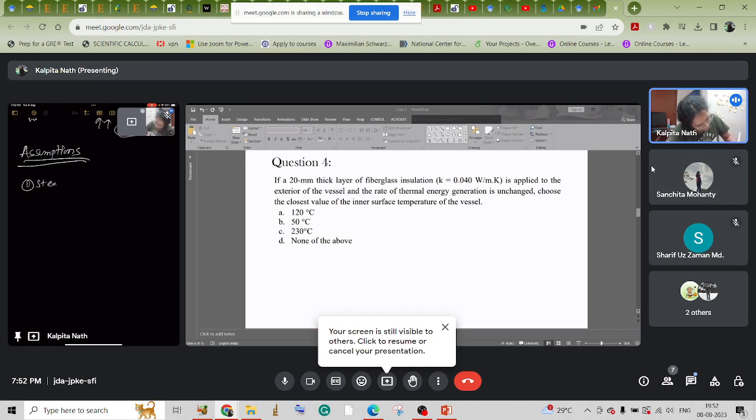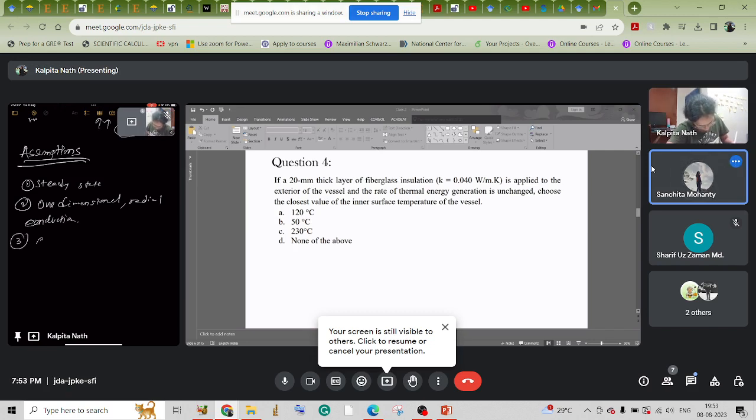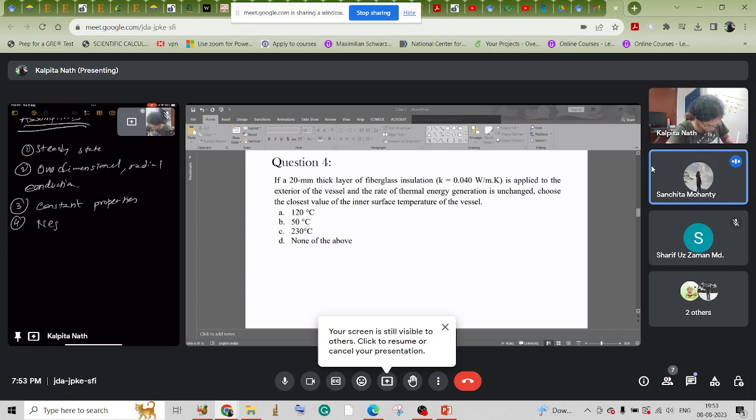First of all, we'll be taking steady state. Then one dimensional, because there is only one dimensional flow. We'll consider only the r direction. There is no flow in the theta direction or z direction. So it is radial conduction. Properties are constant, that is density and everything are considered constant, non-varying. Negligible contact resistance.